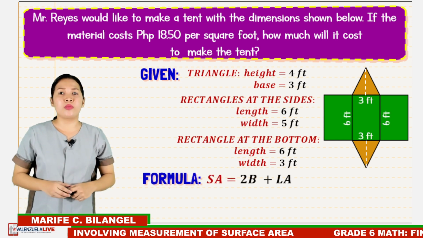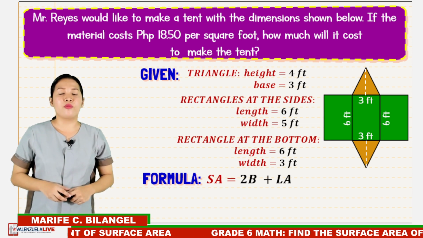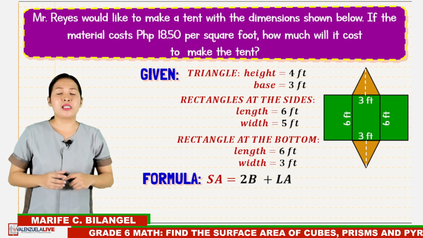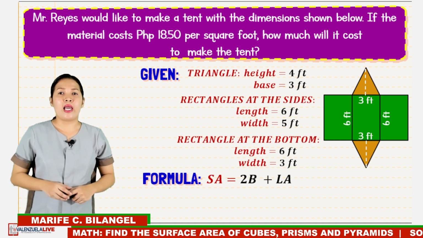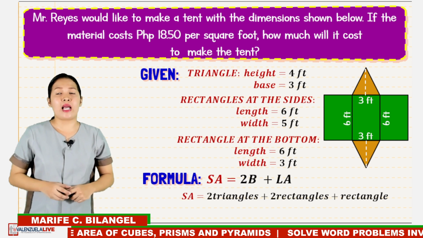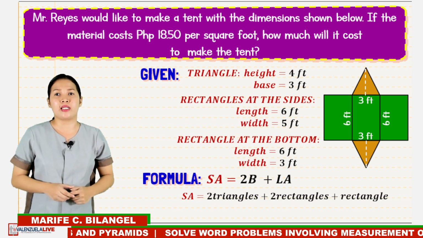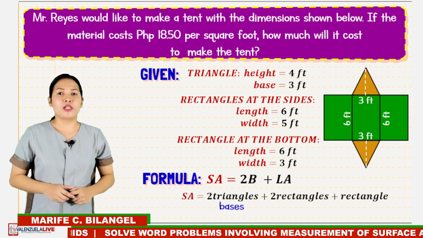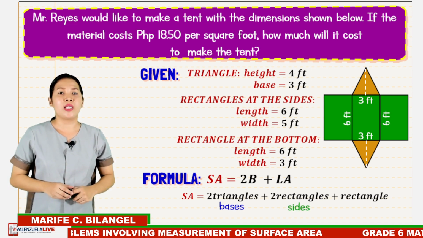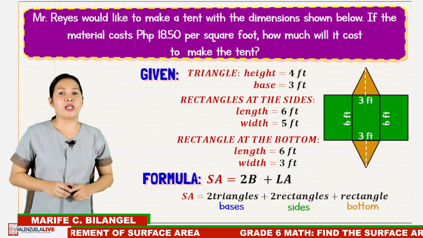So we have the formula to get the surface area of the triangular prism. We have 2B plus LA, wherein B stands for the base area and LA stands for the lateral area. Since we have two triangles as the bases of the triangular prism, we have 2 triangles plus 2 rectangles, which can be found at the sides of the triangular prism, and another rectangle which can be found at the bottom of the triangular prism.